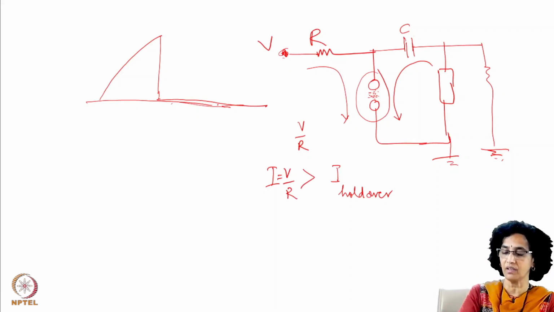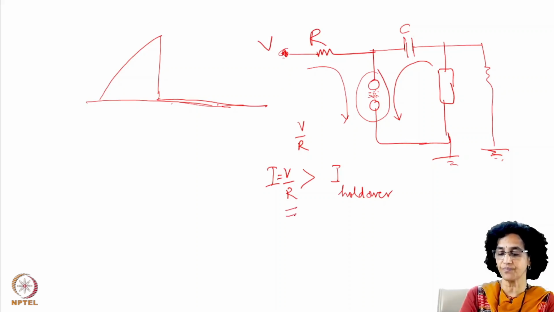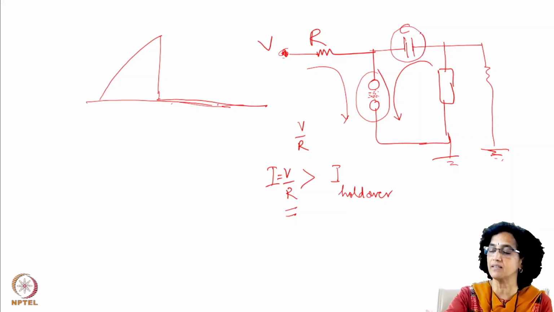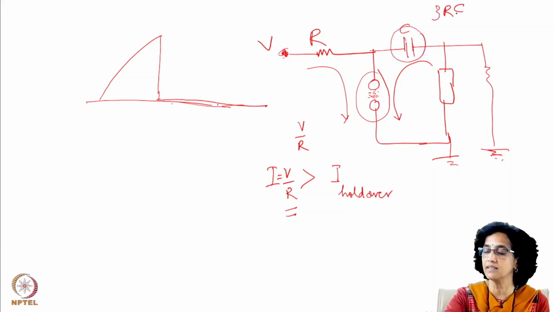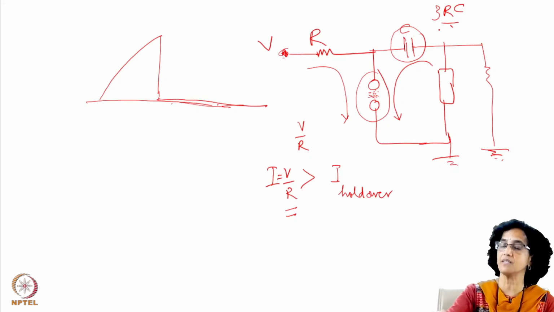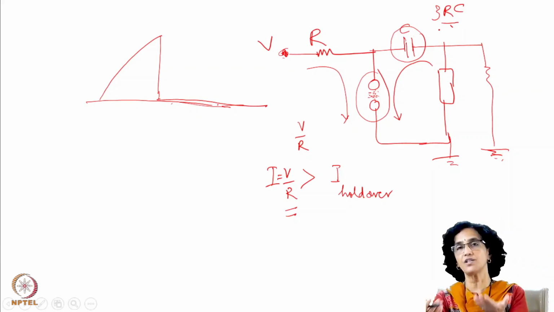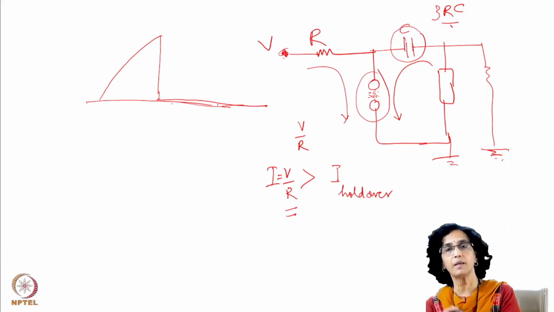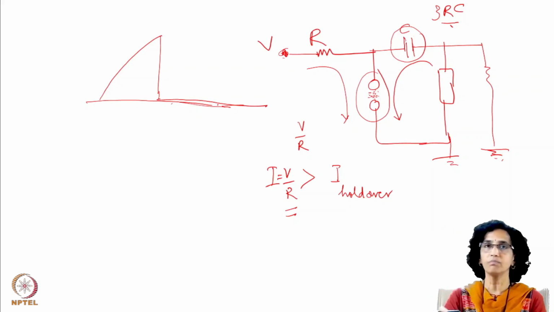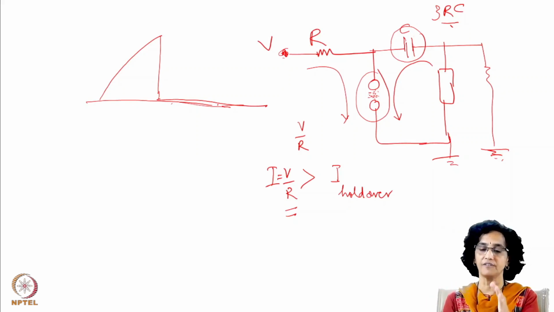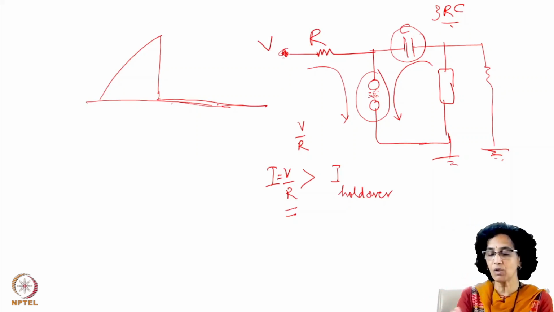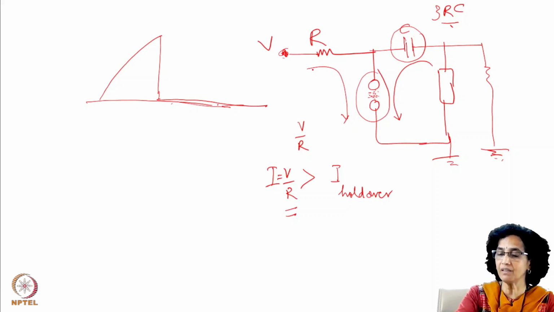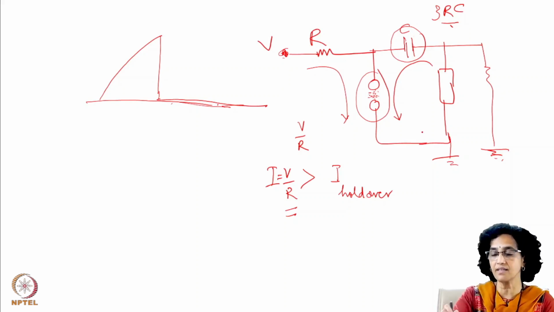That means your R has to be large. Then only this current will be smaller. Now, if R is large, then the charging time of this capacitor, which is say 3 times RC, the RC time constant, will also increase. If charging time increases, that will also affect the repetition rate. So that is another disadvantage of having a resistance, because the peak current, which is V by R, flows immediately after the condenser has discharged.